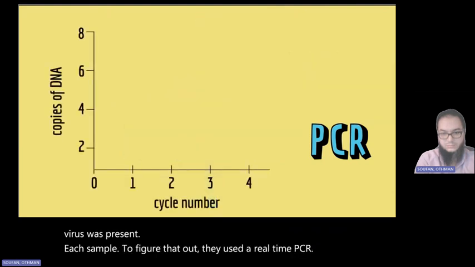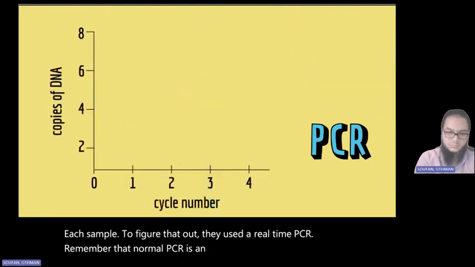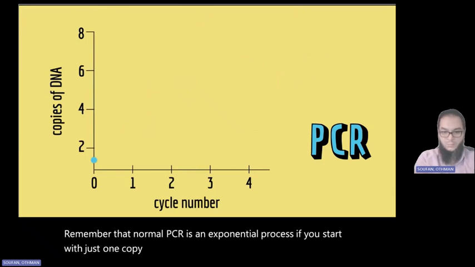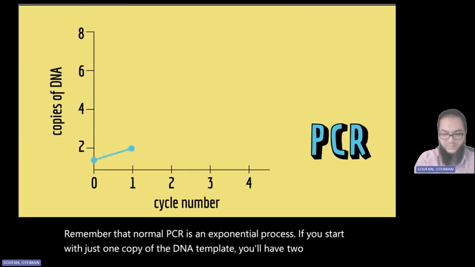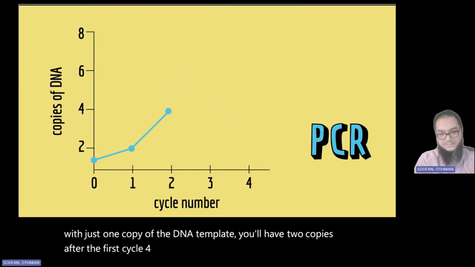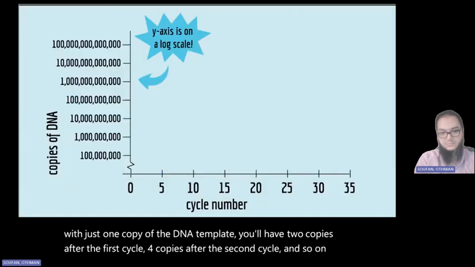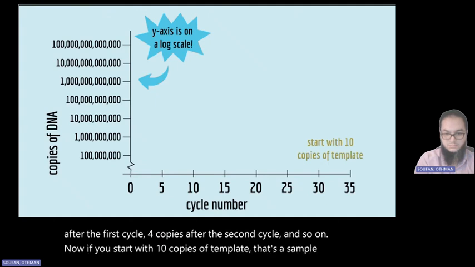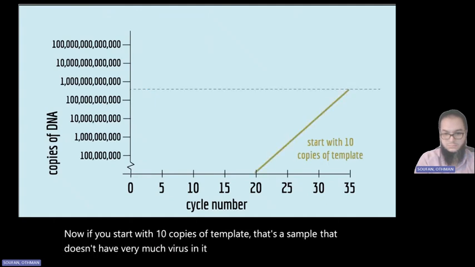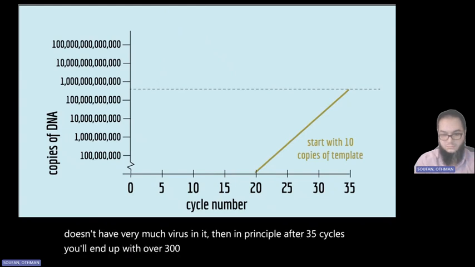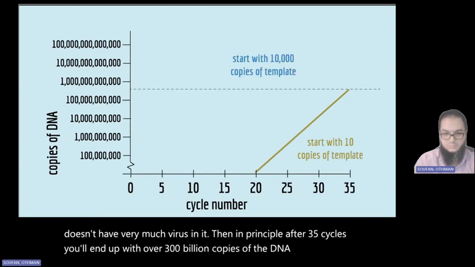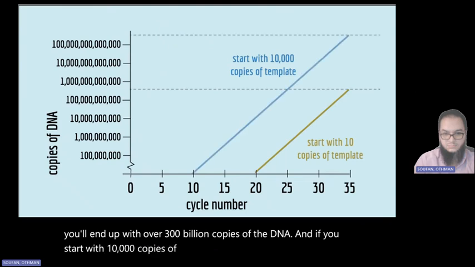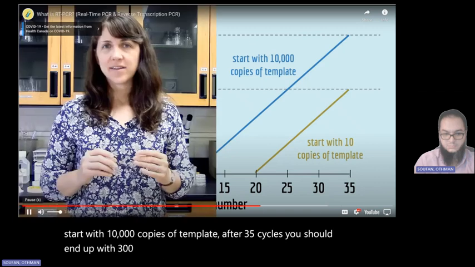Remember that normal PCR is an exponential process. If you start with just one copy of the DNA template, you'll have 2 copies after the first cycle, 4 copies after the second cycle, and so on. Now, if you start with 10 copies of template, that's a sample that doesn't have very much virus in it. Then in principle, after 35 cycles, you'll end up with over 300 billion copies of the DNA. And if you start with 10,000 copies of template, after 35 cycles, you should end up with 300 trillion copies of template. So what?